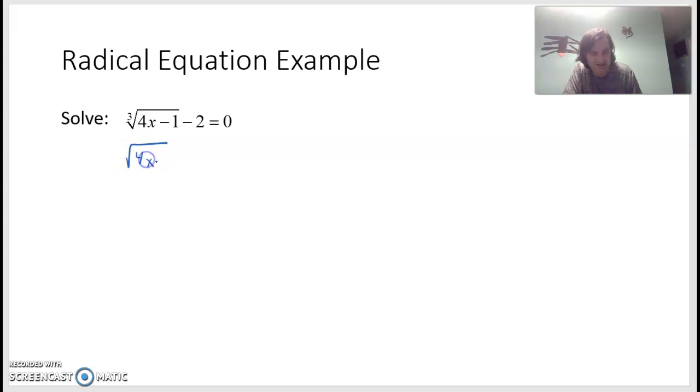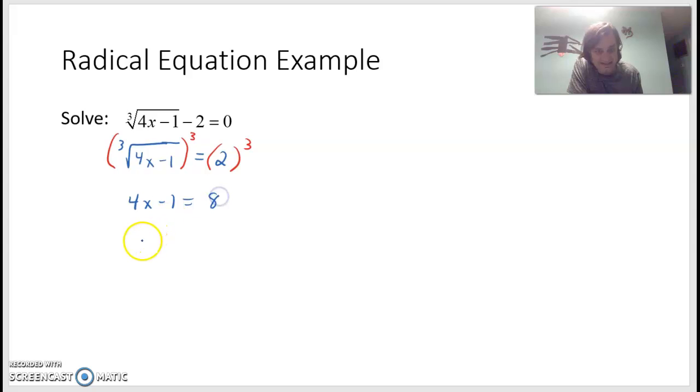Let us move the 2 over to the other side, so the root is by itself. So cube root of 4x minus 1 equals 2. And since this is a cube root, let's cube both sides. Let's clean that up a little bit. And when we cube both sides, it will cancel out the cube root. So 4x minus 1 equals 8. 4x equals 9. x equals 9 fourths, if I did everything right.